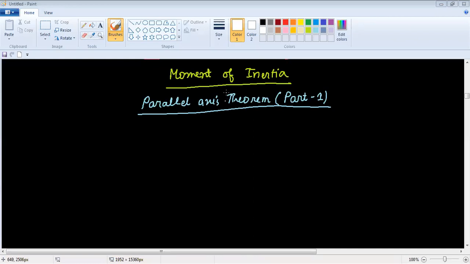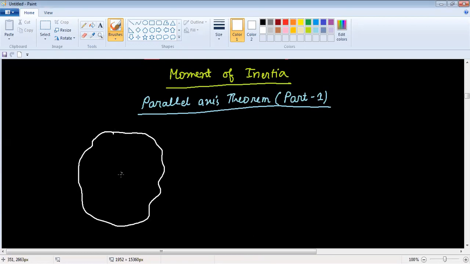Today I am going to discuss moment of inertia and an important theorem, the parallel axis theorem. So let's begin. Suppose we have an object with irregular shape, and let's say this is the center of mass of the object, and there is an axis PQ that passes through the center of gravity, and we have another axis that is parallel to PQ, that is CD.